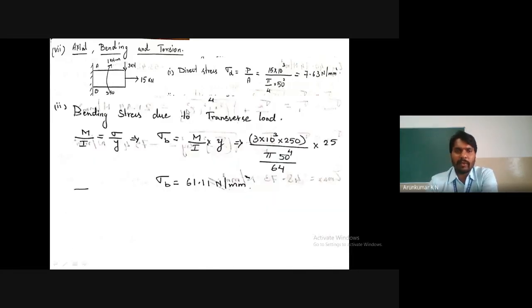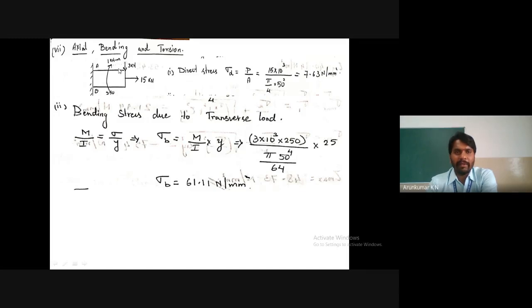Bending stress due to the transverse load. Due to this, bending stress will be developed. M by I is equal to sigma by y. This equation is available in data handbook. Sigma is equal to M by I into y. M is 3 into 10 to the power of 3 into distance 250, divided by I, which is pi d to the power of 4 by 64, into y, the distance from neutral axis to extreme fiber.